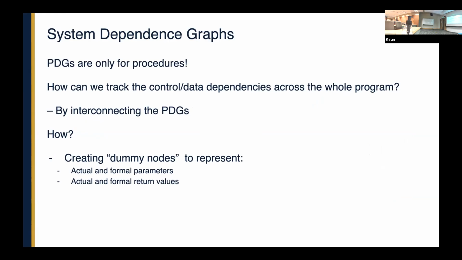So the idea of a system dependence graph is really just to get these procedural graphs and then connect each other. And the way these are connected to each other is by creating dummy nodes. These dummy nodes represent the actual and formal parameters passed to a method invocation, and also actual and formal return values. So the idea is that you have all these PDGs, and then you connect them by using the arguments and the return value. That's sort of the idea.